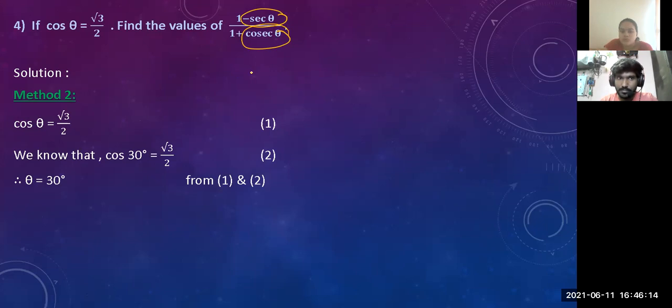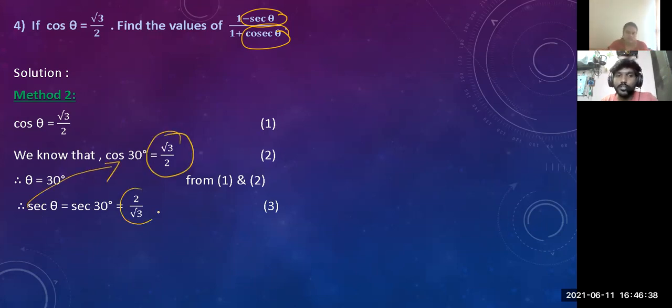Cos is the reciprocal of sec. What is the reciprocal of tan? Cot. Okay. So first we'll find out sec 30. We know sec is the reciprocal of cos. You take the reciprocal of root 3 upon 2, so it is 2 upon root 3. So sec 30 is 2 upon root 3.